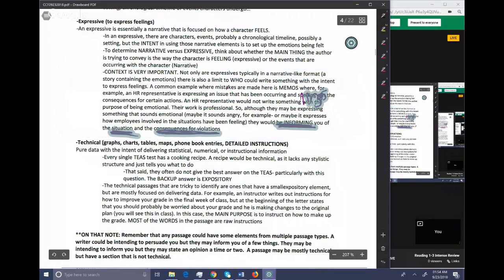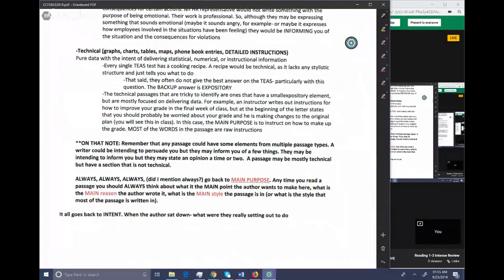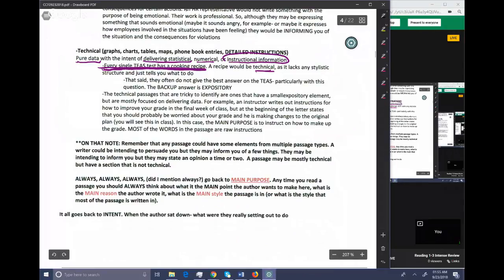The last one is technical. So technicals, a lot of those are easy: charts, graphs, tables, maps, phone books, anything that's not a passage. The one thing I want to clarify on technical. So every single TEAS test has a cooking recipe, for one thing. Every single test rotation, there is a cooking recipe. A recipe is technical because a technical is basically pure data with the intent of delivering statistical, numerical, or, key part here, instructional information.